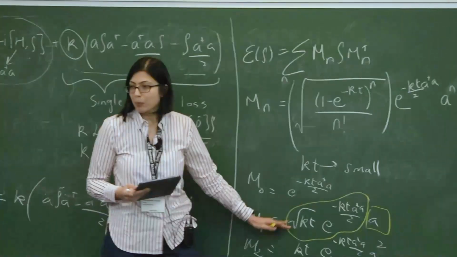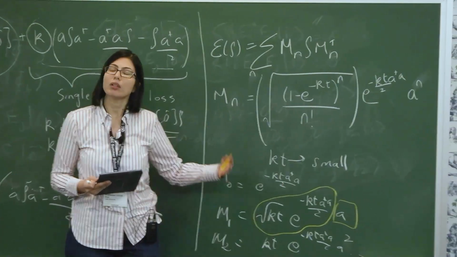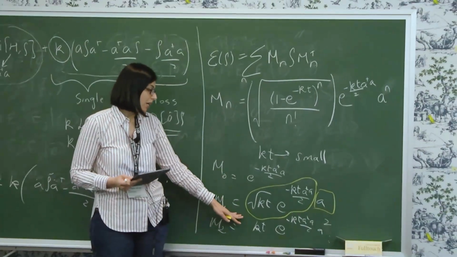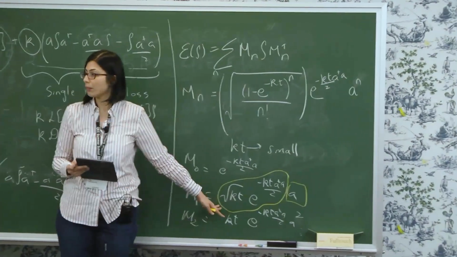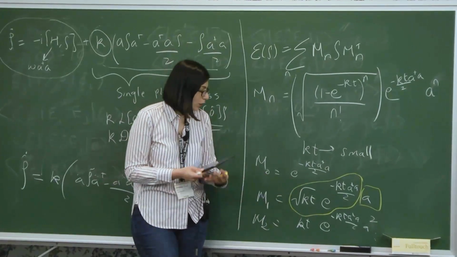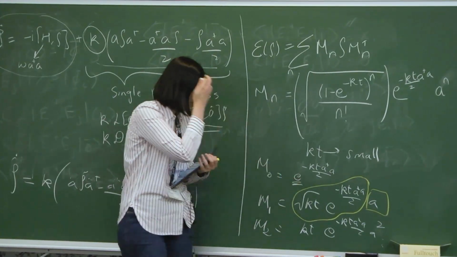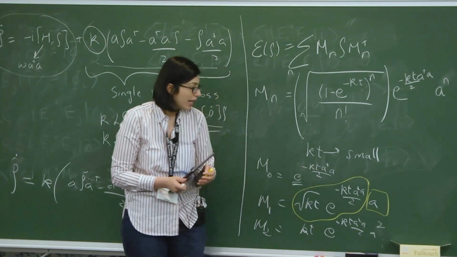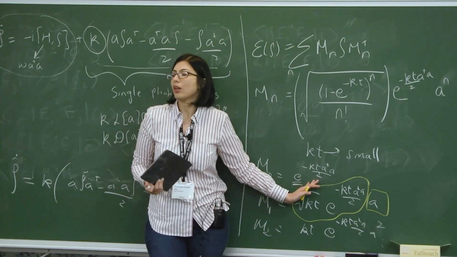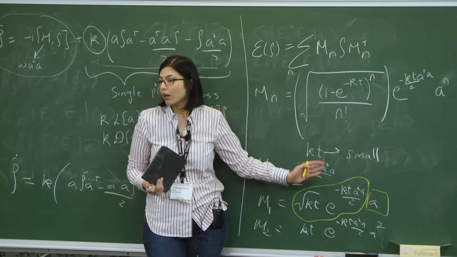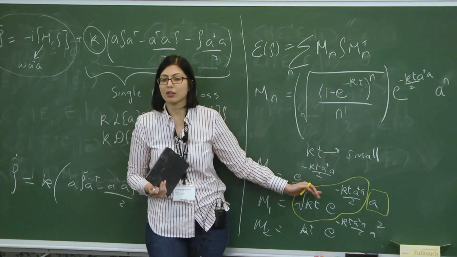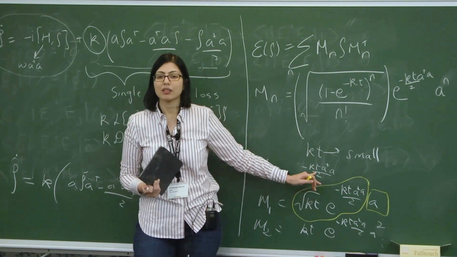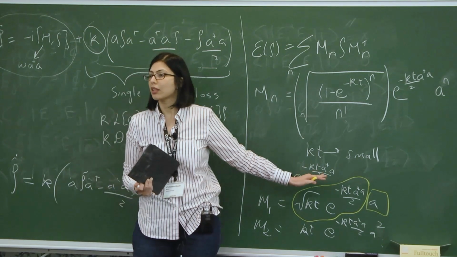So most of the time what's happening in the cavity, or harmonic oscillator, is that you're losing 1 photon at a time to the environment. Now if you look at what this term does, e to the minus kappa t a dagger a over 2, that doesn't change the photon number at all. The Fock state is an eigenstate of a dagger a, so that doesn't remove photons from the system.